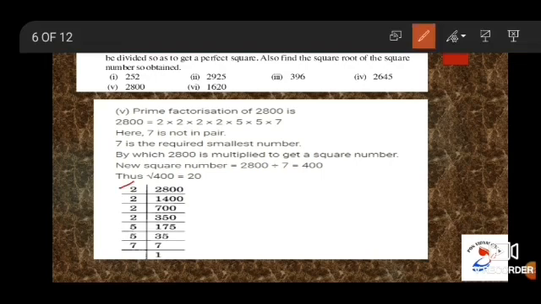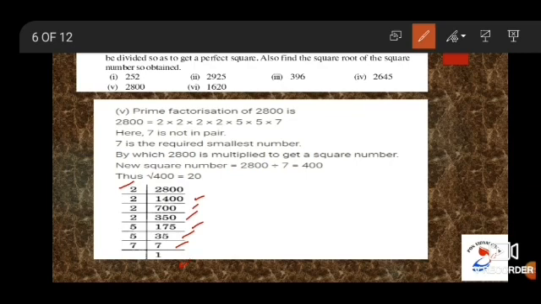2800 divided by 2, it is 1400. 1400 by 2, it is 700. 700 by 2, it is 350. 350 by 2, it is 175. 175 by 5, it is 35. 35 by 5, it is 7. And 7 divided by 7, the result is 1.